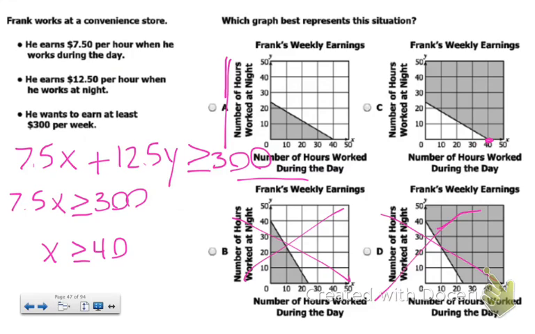Now you don't really need to find the y-intercept because notice they're both hitting at the same place. So now you need to just decide, is what he's going to earn, is that going to be greater than or equal to that line or less than or equal to that line? Remember, he said at least $300 per week, so he wants anything greater than or equal to those limitations. So it would be C.